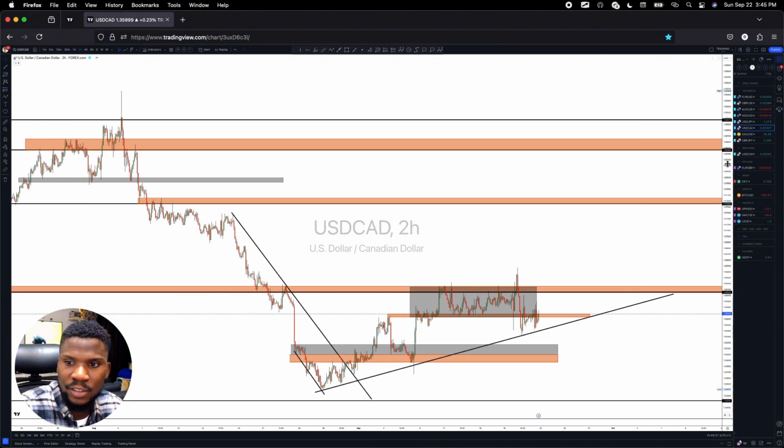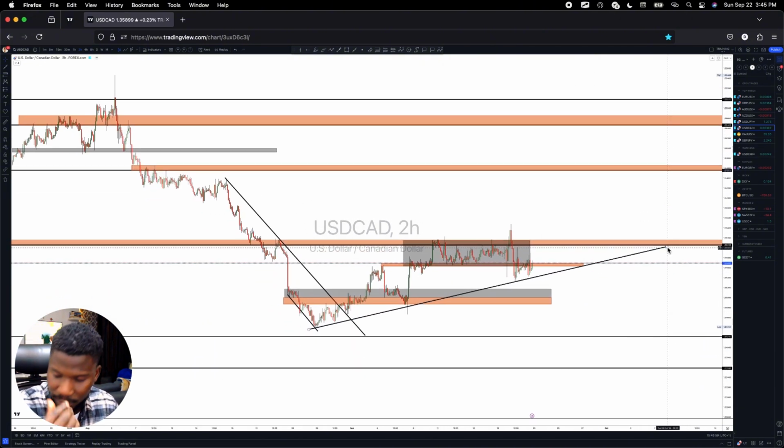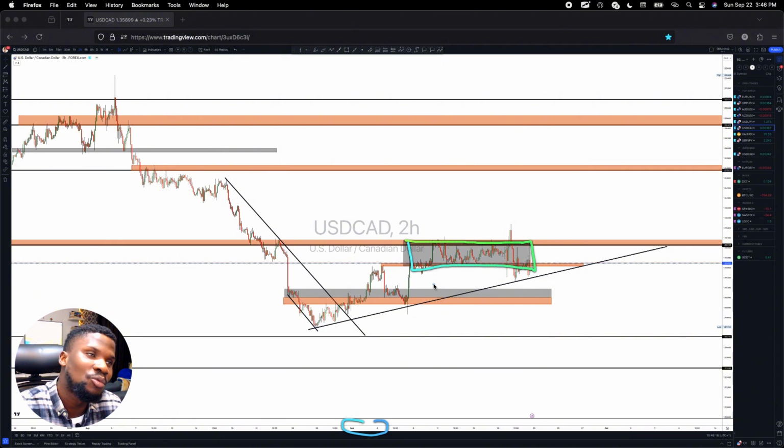So far, USD CAD seems to be ranging quite nicely. Give me a minute. It seems to be ranging quite nicely right at the top here. It's been ranging since the 5th of September up till the 23rd, which is Monday tomorrow. That should give us roughly 18 to 19 days of a range in USD CAD.